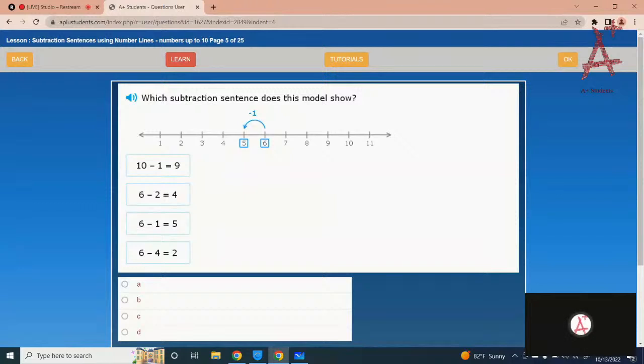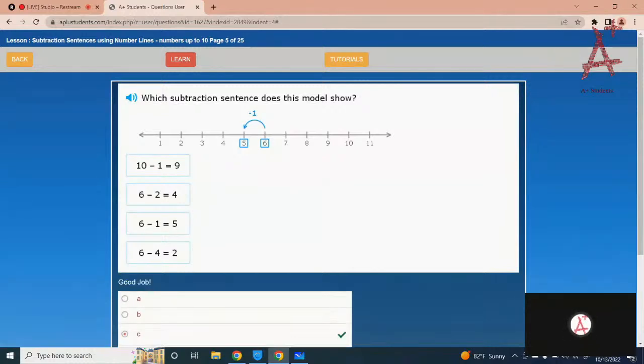See the numbers written in the blue squares. Which numbers? They are 6 and 5. And how many times do you move back? Just 1 time. Got it? That means 6 take away 1 equals 5. So which option is the correct one? Option C, 6 take away 1 equals 5. Option C is the correct option. Select the correct option and click on the OK button.